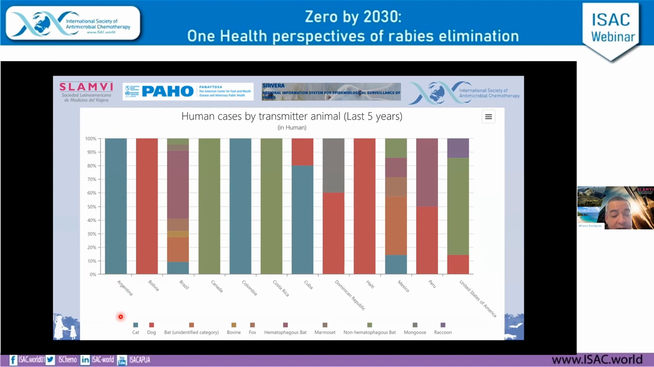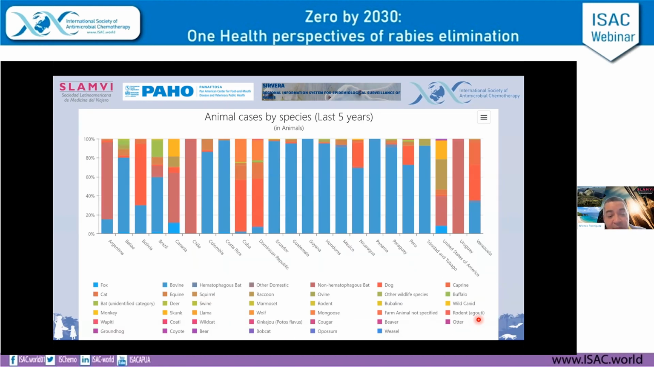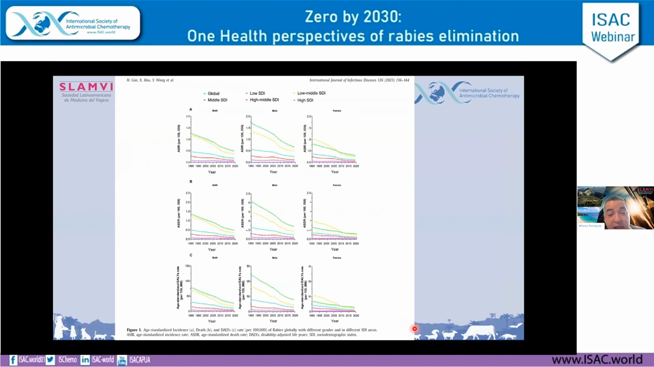But as I mentioned, in some countries there have been changes in the transmitter animal. For example, in Argentina there is also the situation with cats, in an important proportion, for example, in Brazil, Colombia, and as I already mentioned, in Cuba. But we have other kinds of exposure different from cats and dogs that we have to remember, including bats, bovines, and foxes, among other animal species. You may see here the diversity across the whole group of countries and the diversity of species reported to the surveillance system of the Americas.